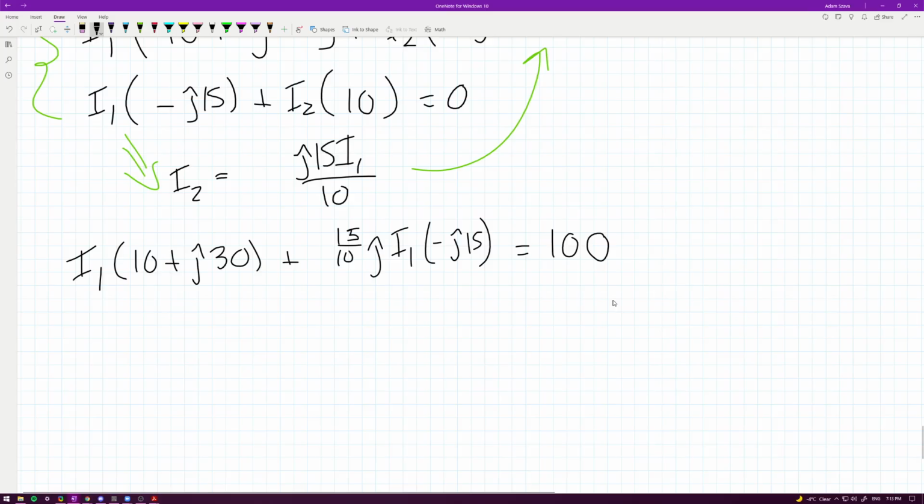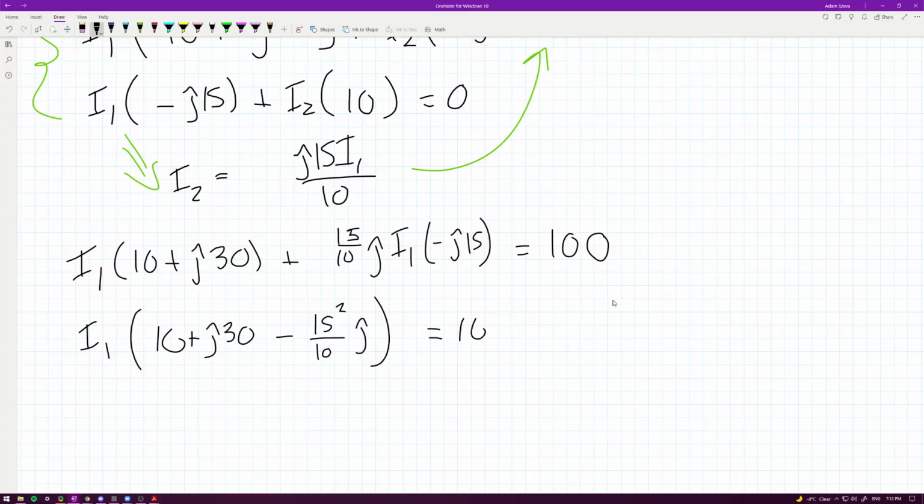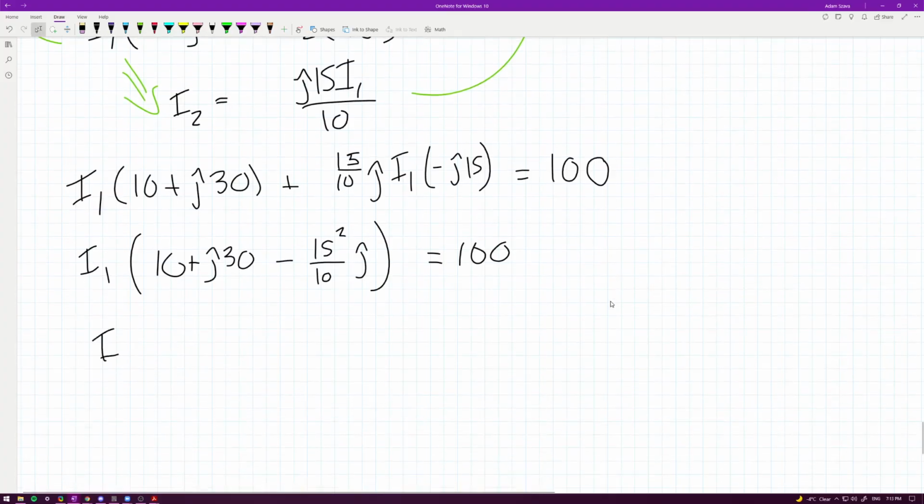Perfect. Obviously, I'd usually do this with Cramer's rule. So there we go. We get 10 plus J30, and it's going to be minus 15 squared over 10 J, like that. Seems right to me. That looks good. The minus goes there, and the J, and then everything goes there, equals 100. So then we're going to get I1 equals 100 over all that.